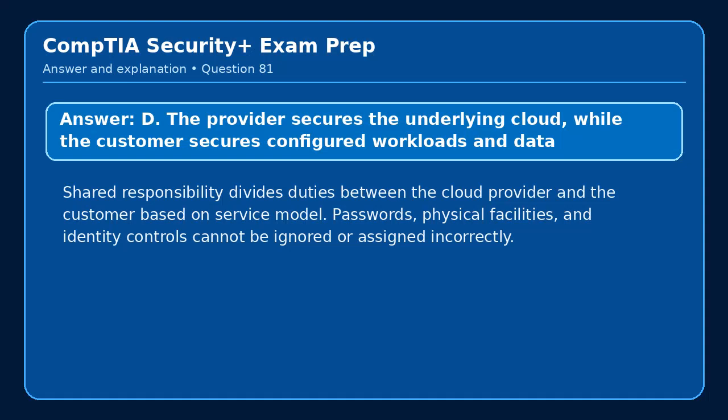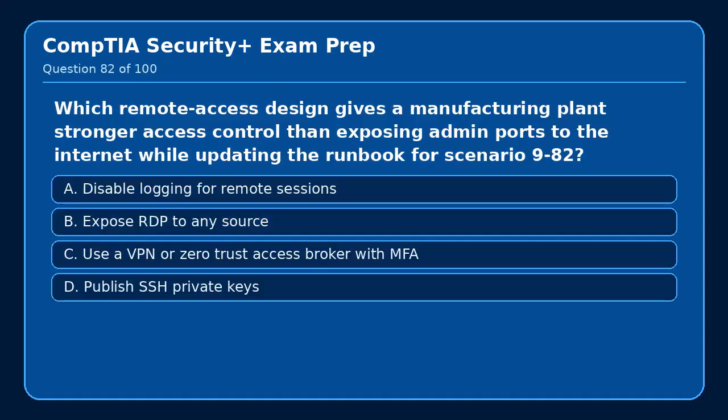D. Disable access logs. Take a moment to choose your answer. The answer is B. Use encryption at rest with controlled key access. Encryption at rest protects stored data if media or snapshots are exposed, while key access controls limit use. World readable files, no logs, and weak administration weaken confidentiality and accountability.